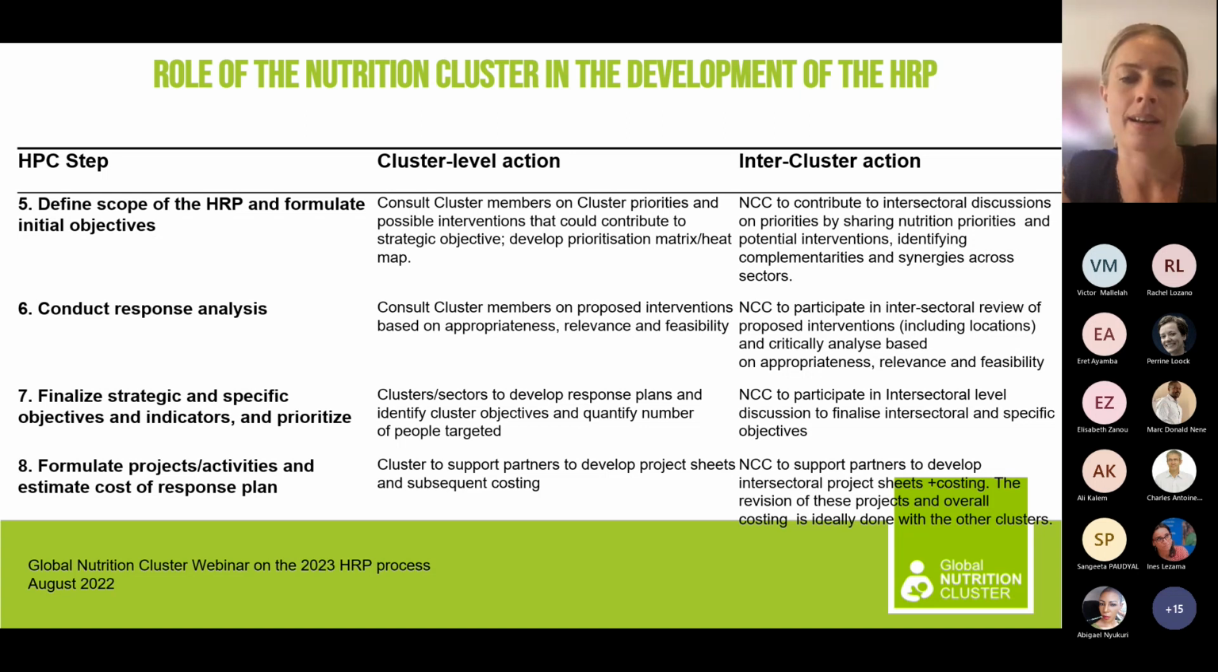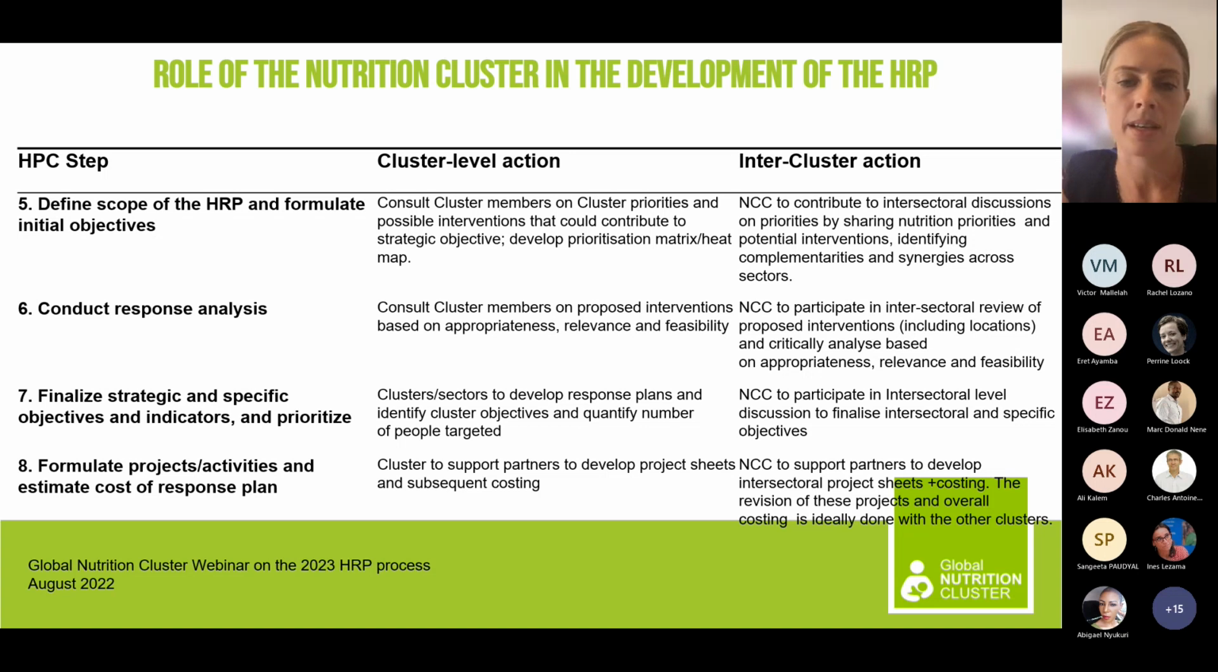As listed in this slide, there are specific actions that a nutrition cluster is to undertake to ensure that nutrition is adequately addressed. So for example, for step five, defining the scope of the HRP and formulation of initial objectives, cluster partners can be consulted on cluster priorities and potential interventions underpinned by the HNO. Cluster coordination teams are recommended to jointly develop a list of prioritization criteria, a prioritization matrix or heat maps, and develop a short list of potential interventions. The nutrition cluster coordinator can then share with the cluster during the intersectoral discussions to identify the complementarities and synergies across the other sectors and clusters.